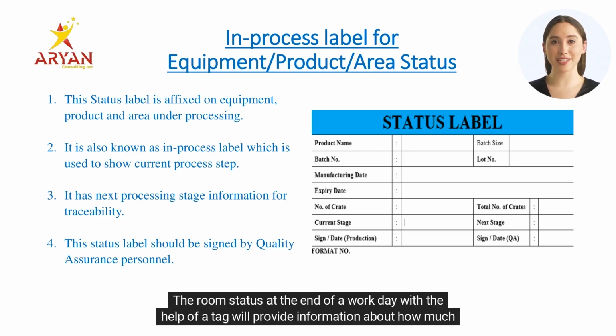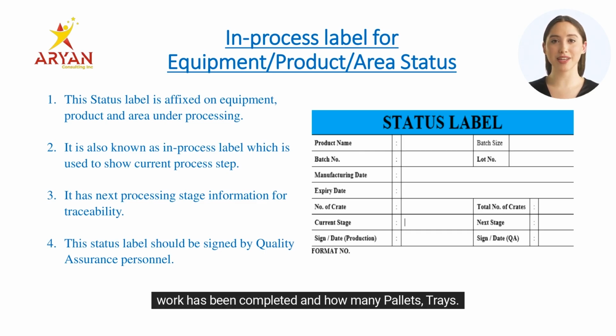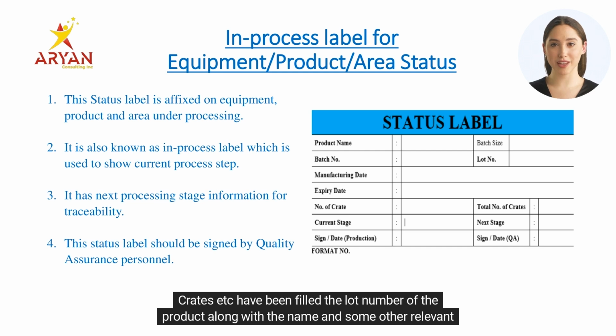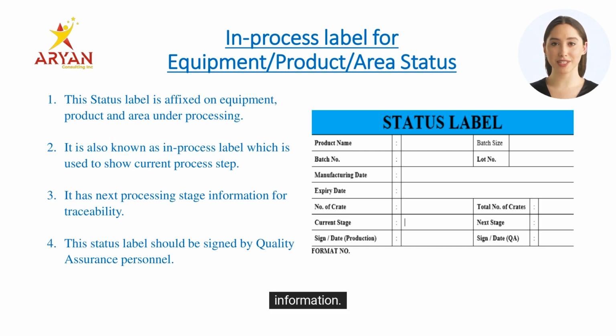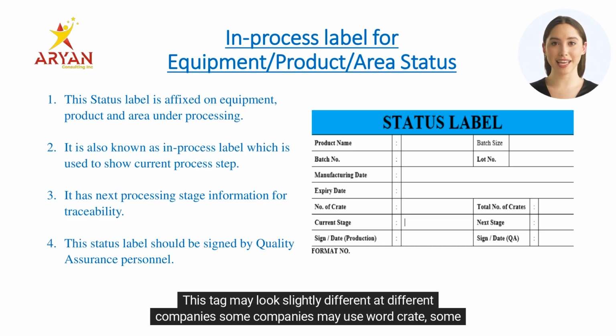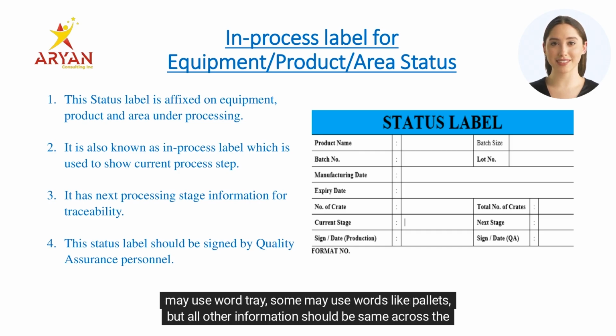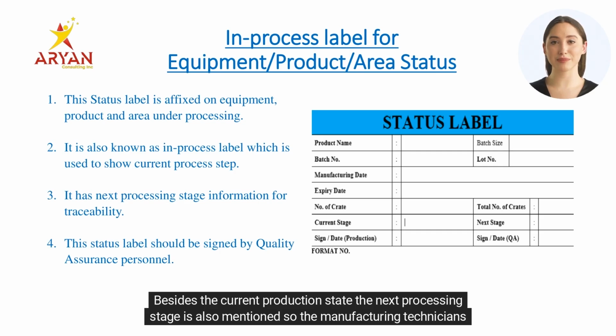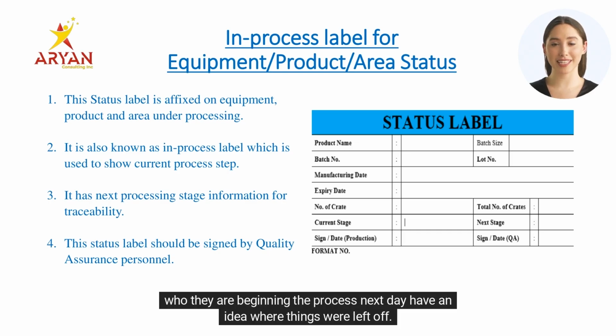The room status at the end of a work day with the help of a tag will provide information about how much work has been completed and how many pallets, trays, crates, etc. have been filled, the lot number of the product along with the name and some other relevant information. This tag may look slightly different at different companies. Some companies may use word crate, some may use word tray, some may use words like pallets, but all other information should be same across the industry. Besides the current production state, the next processing stage is also mentioned, so the manufacturing technicians who are beginning the process next day have an idea where things were left off.